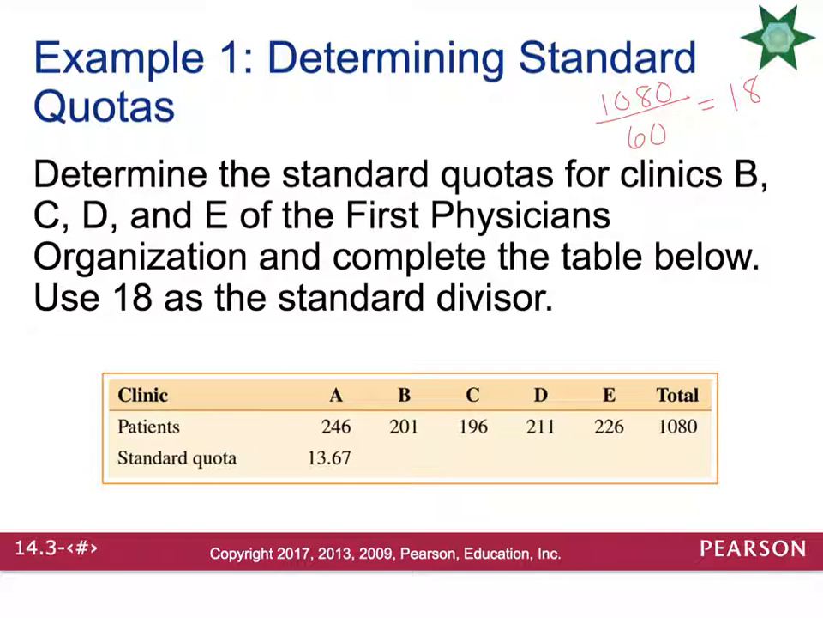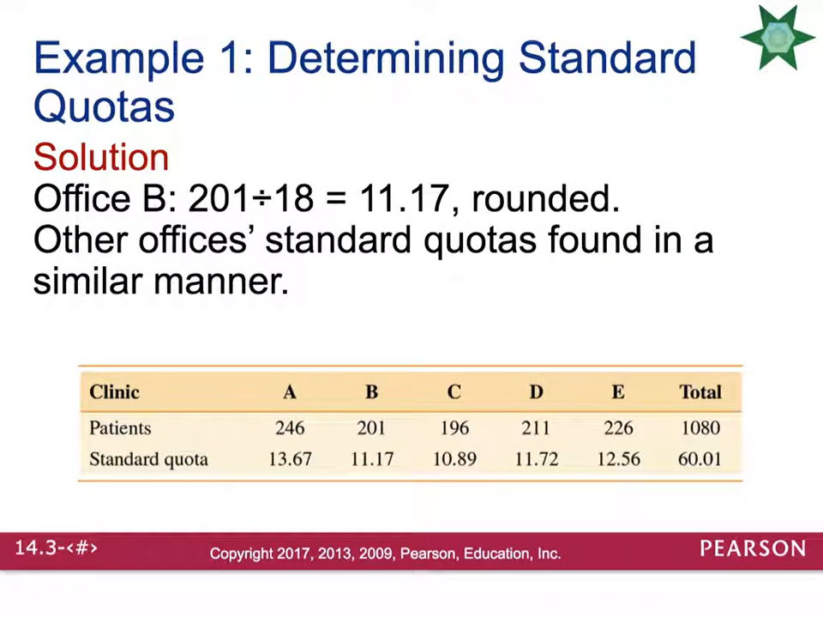Now they want you to find the standard quota for each one. The way you get the standard quota is you take the number of patients and divide it by your standard divisor. So if you take 246 and divide it by 18, you will get 13.67. On this slide, I've done all the divisions for you. 201 divided by 18 is 11.17. 196 divided by 18 is 10.89. 211 divided by 18 is 11.72. And 226 divided by 18 is 12.56.